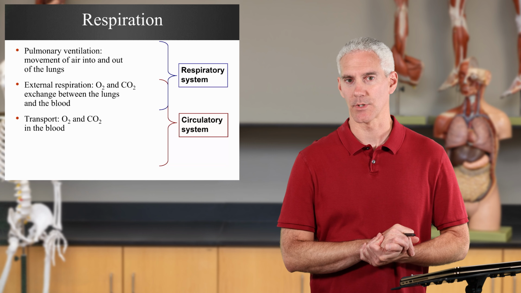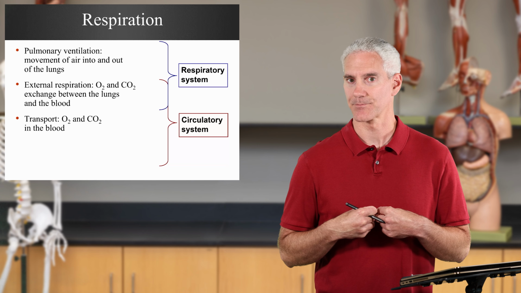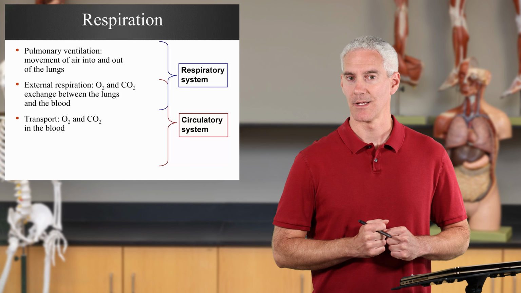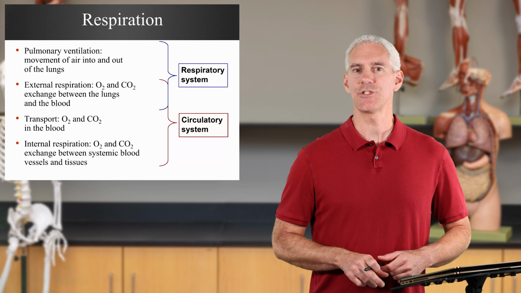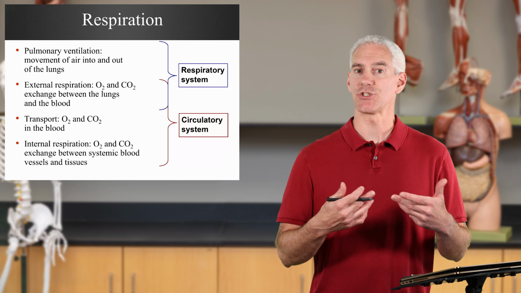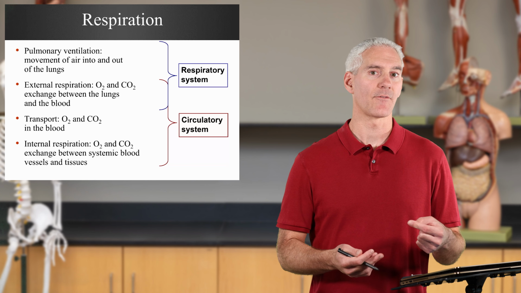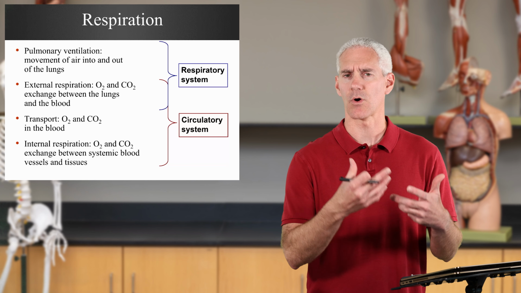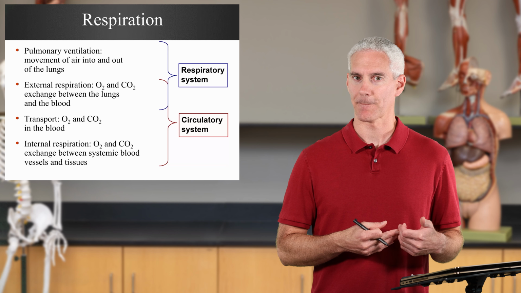We then have the transport. How do you get carbon dioxide and oxygen from the lungs out to every other body tissue from head to foot? So, transportation. And then we also have internal respiration. Internal respiration is again the exchange of gases across a membrane. You're going across the membrane from the blood into your actual tissues, think muscles and organs, or going from those organs back into the blood.